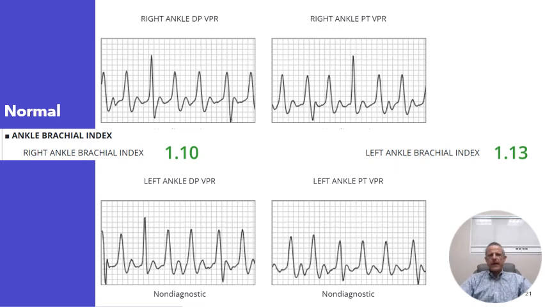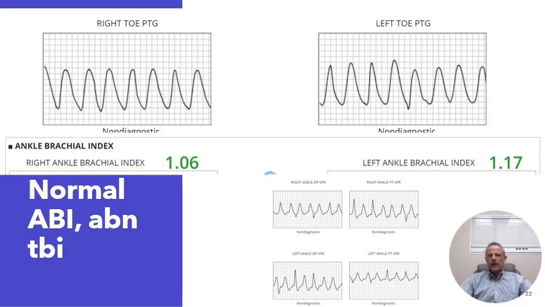All right, here is a normal right ankle PVR at the DP and a right ankle PVR at the posterior tib in a triphasic waveform. This is a good, normally perfused lower extremity. Here is a patient that has normal ABI by numbers, and their TBIs are abnormal. You can see how these waves are monophasic. They are shortened and widened.